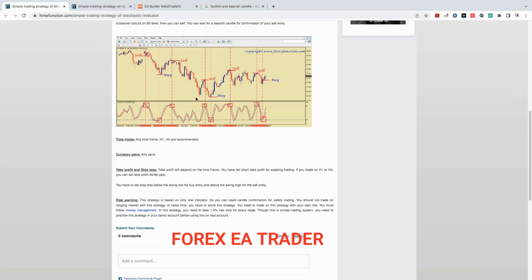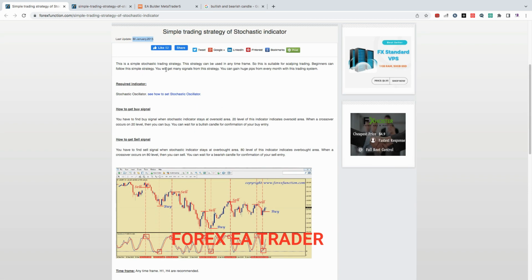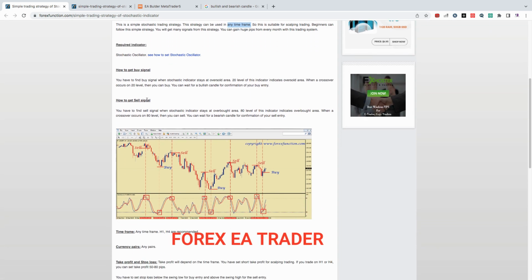Okay, so let's understand this strategy. If we come here first, this is a simple stochastic trading strategy. This strategy can be used in any time frame. Okay, in any time frame. So this is suitable for scalping. Beginners can follow this simple strategy. You can get many signals from this strategy. You can gain high pips. Okay, they sound so confident. Required indicator, you only need the stochastic.